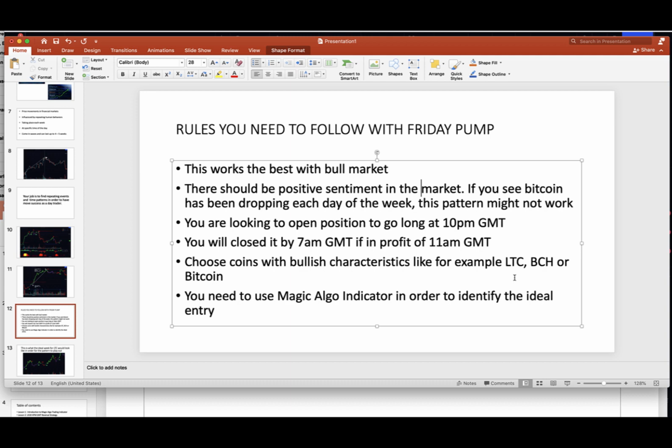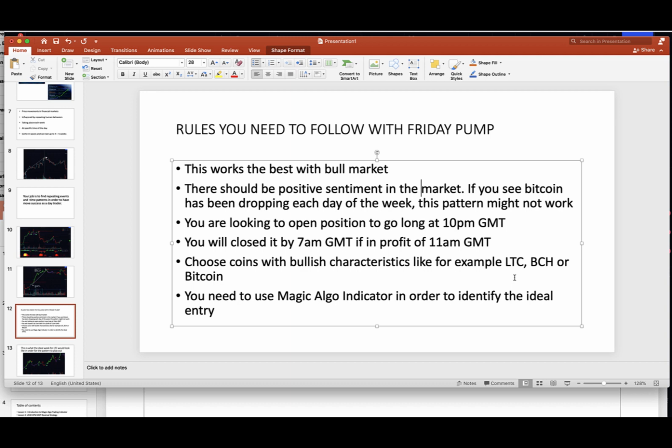Saturday. And 7 a.m. it could be 11 a.m. depending on your profit. 11 a.m. Saturday, usually you will have a peak. So from that time, you might expect some kind of a retracement taking place. So I would strongly recommend, if you're day trading, close all your positions and enjoy the profit. Choose coins with bullish characteristics like Litecoin, BCH or Bitcoin, or just have a look at the previous Fridays and see which coin you would like to go with.